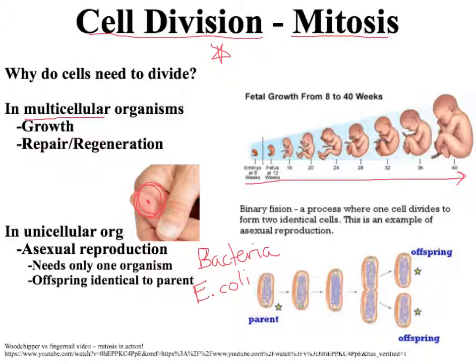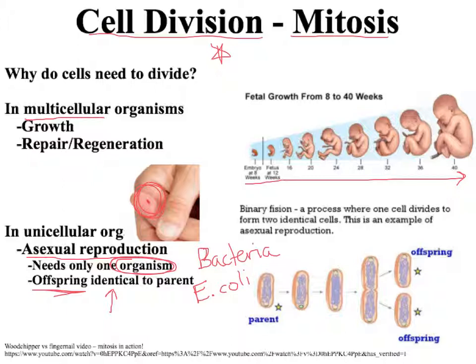So why would something like E. coli do mitosis? Well, it can't grow or repair anything because it's only made up of one cell. So when E. coli divides, it's kind of like it's having babies or it's reproducing. So this type of reproduction is called asexual reproduction. And the reason it's called asexual reproduction is because bacteria don't have to have sex to reproduce. Instead, there's only one organism or one parent, and the children or offspring cells are genetically identical to the parent. So they're kind of like clones.